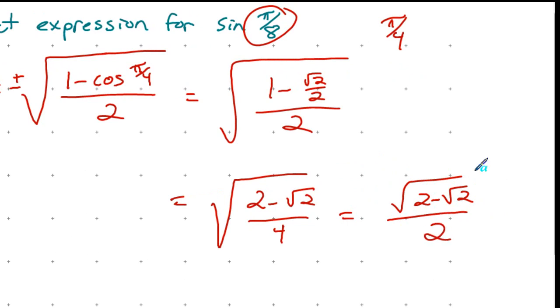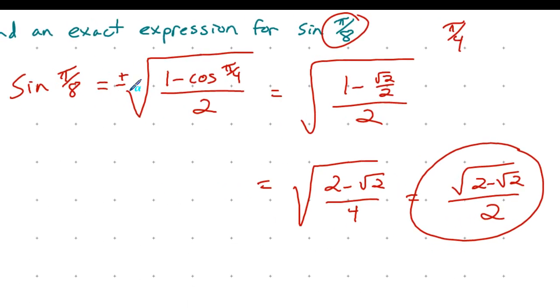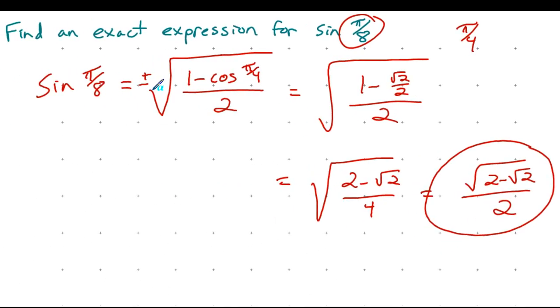So that is my exact expression, and again, plus or minus, in this case I'm going to be using the positive because I know that pi over 8 is in quadrant 1, which is where sine has a positive value. So that is my answer, the exact expression for sine of pi over 8.